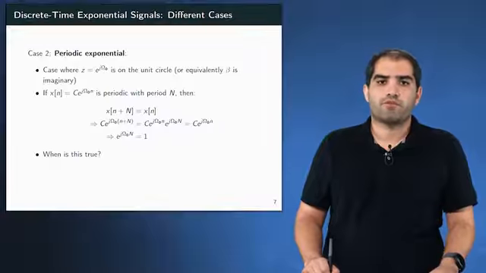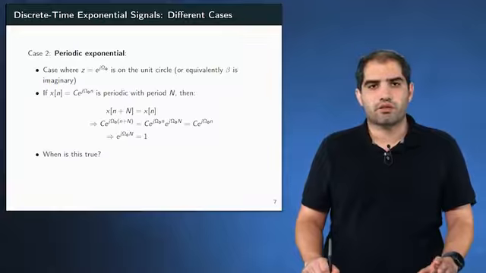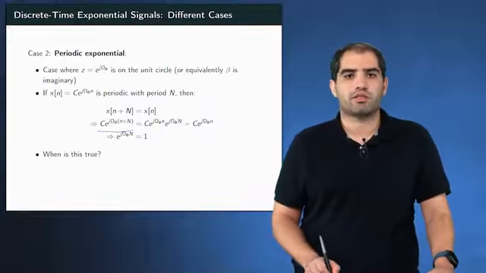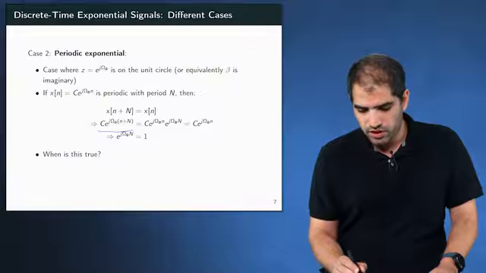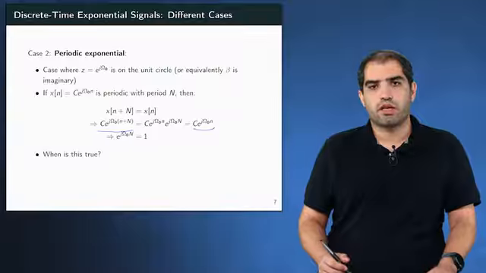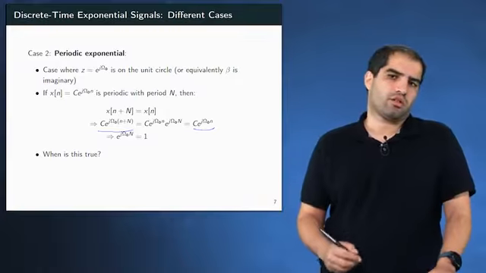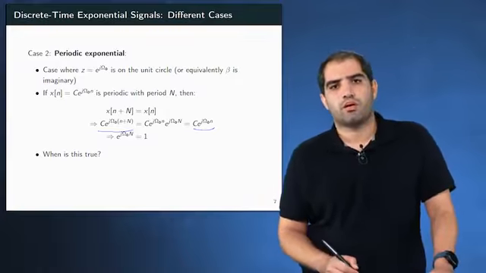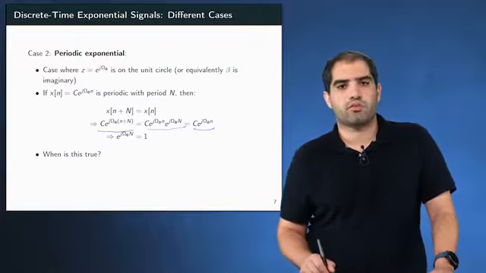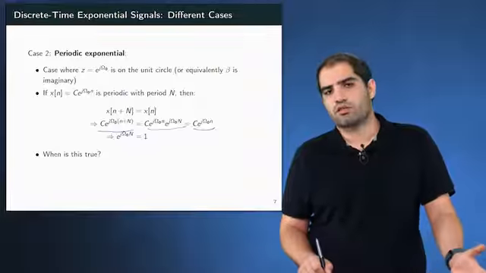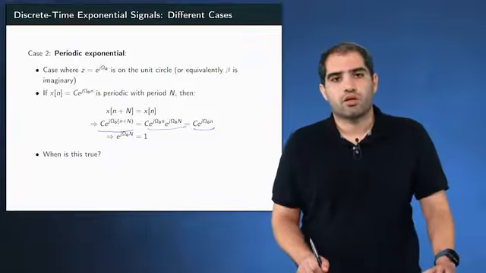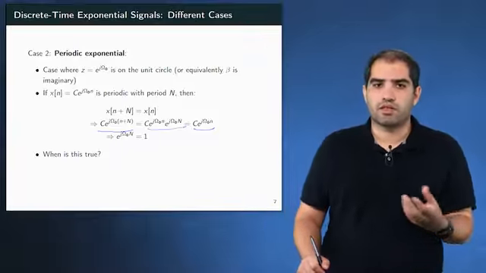In this case, what we need is that c e to the j omega naught (n plus N) should be equal to c e to the j omega naught n. We can cancel out c e to the j omega naught n because it is a non-zero number, so we can cancel it from both sides of this equation to get that e to the j omega naught N equals 1. It's an interesting question: for what values of omega naught does there exist some capital N such that this is equal to 1?